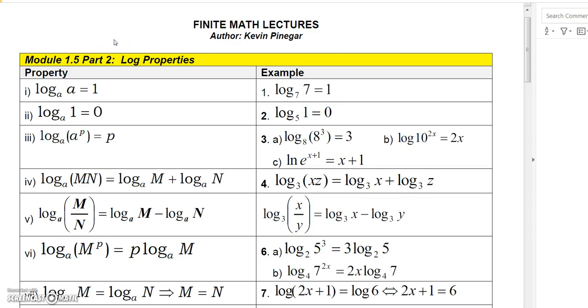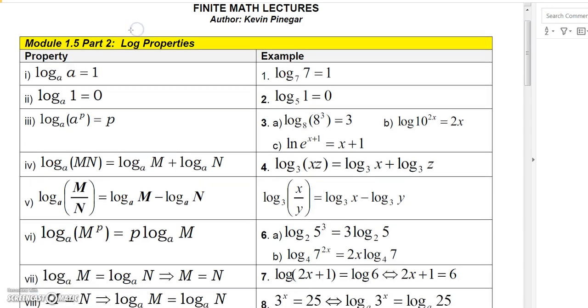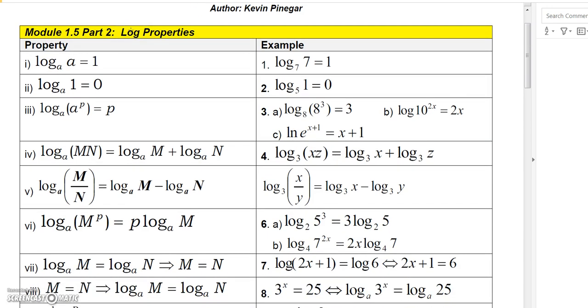We're going to talk about log properties in this video. There are quite a few of them, so you might want to write them down on a card or something. Each of these log properties can be proven algebraically, but I'm not going to show you that. I just want to give you the properties.